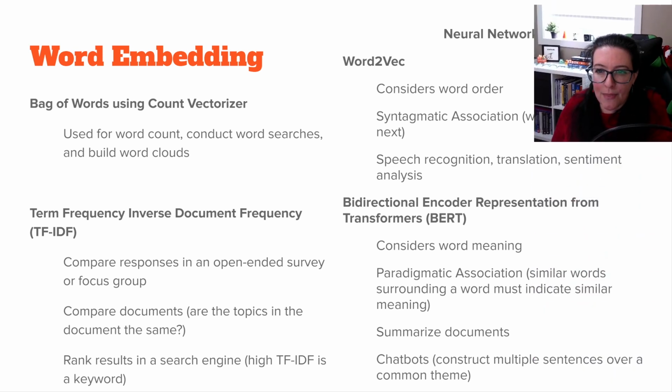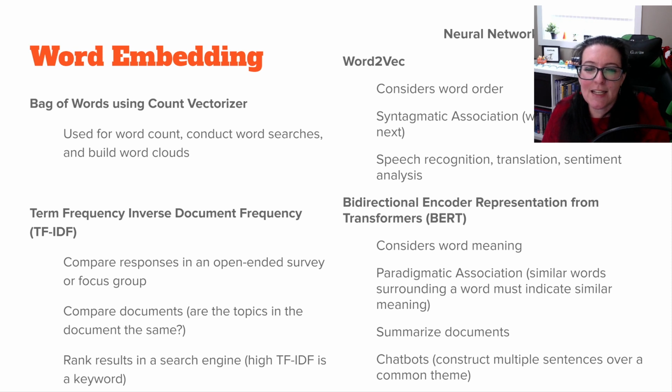Now, the fourth method, again a neural network method, considers word meaning. And this is Bidirectional Encoder Representation from Transformers, BERT. So BERT considers word meaning, not because now AI has taken over, but because it is doing paradigmatic association.